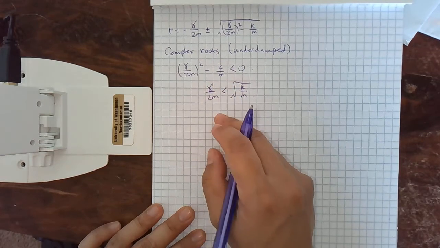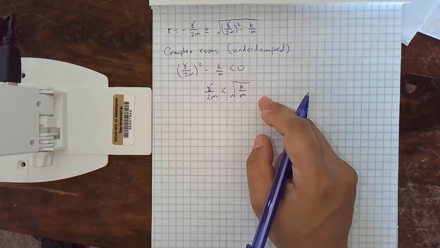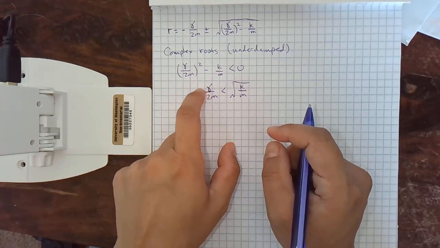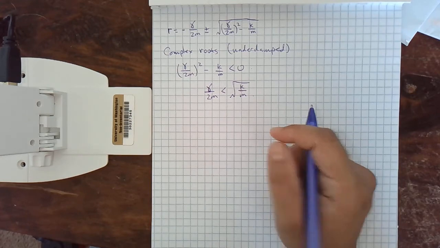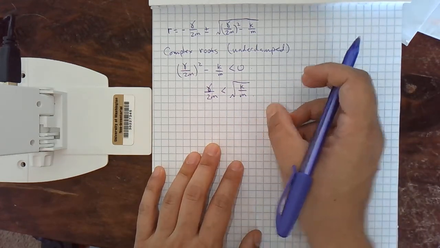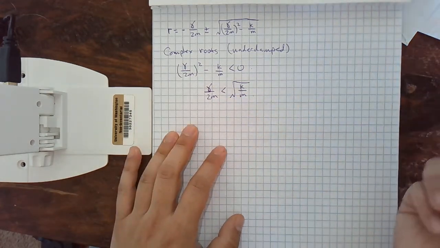So we have gamma over 2m less than the root of k over m, which remember that used to be omega naught. So this means the damping constant, which just tells you how much damping there is, has to be some multiple less than the frequency. This gamma over 2m was the frequency before.